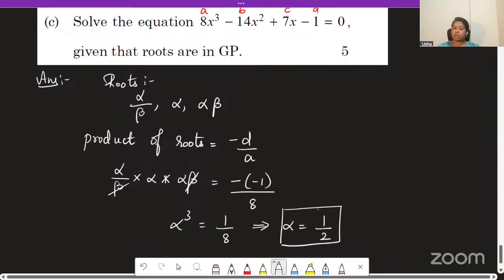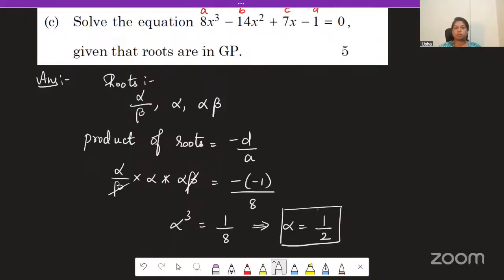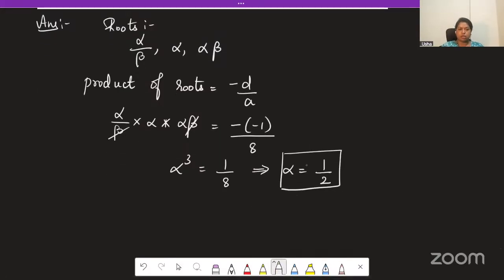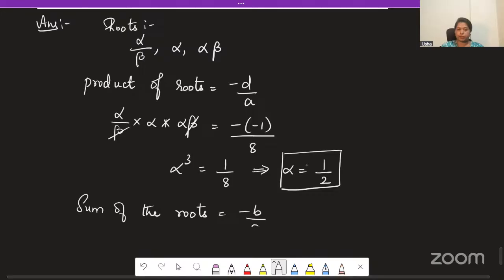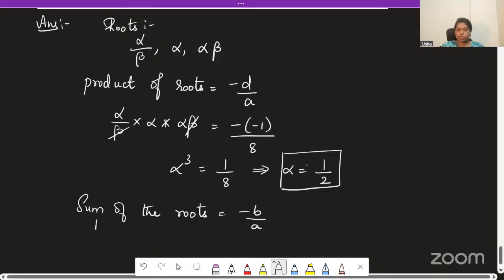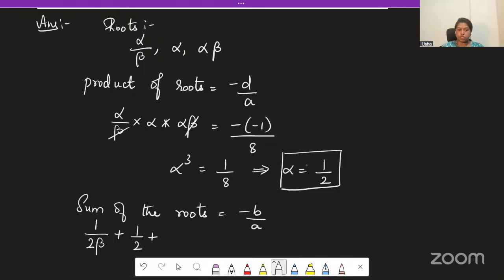Now we are going to take sum formula. In that, we are supposed to add all these things. Sum of the roots. Sum of the roots is minus b by a. So alpha by beta, which is 1 by 2 beta plus alpha into beta, which is beta by 2. You just simplify, you will know. Alpha by beta. Alpha is 1 by 2. Beta is there. For the next one, it is alpha into beta, right? Alpha is 1 by 2 into beta. It's nothing but beta by 2.